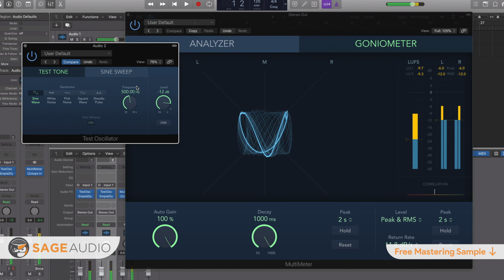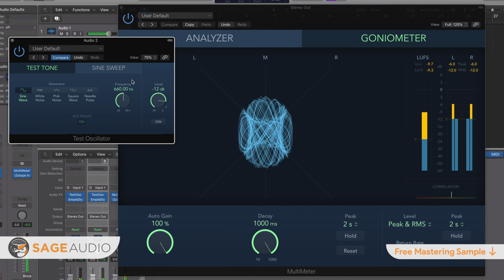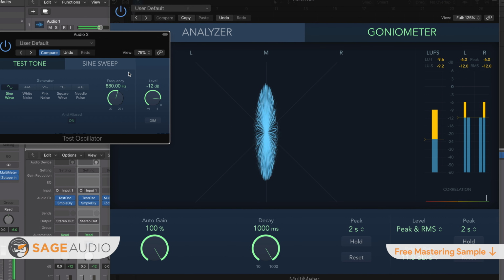Today we'll be answering the question, what is stereo imaging? We'll be covering stereo imaging in tracking, mixing, and mastering, so stick around for the full video.